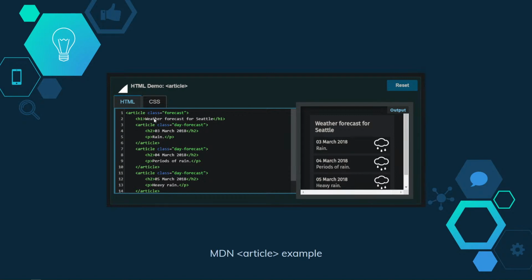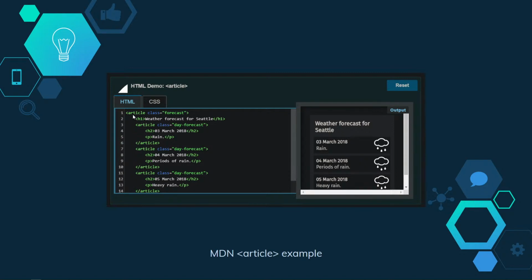Now, when I say article, I hope you guys don't think of an article from a newspaper. We're talking about article as in the definition of what an article is. It's just a thing, right? So this thing or article, we put a header here. Notice that the first child here is an H1, and it just has a title, weather forecast for Seattle. Okay, cool.